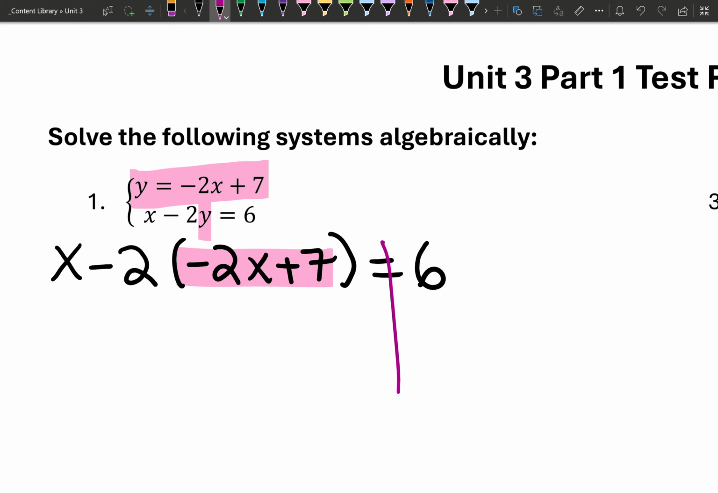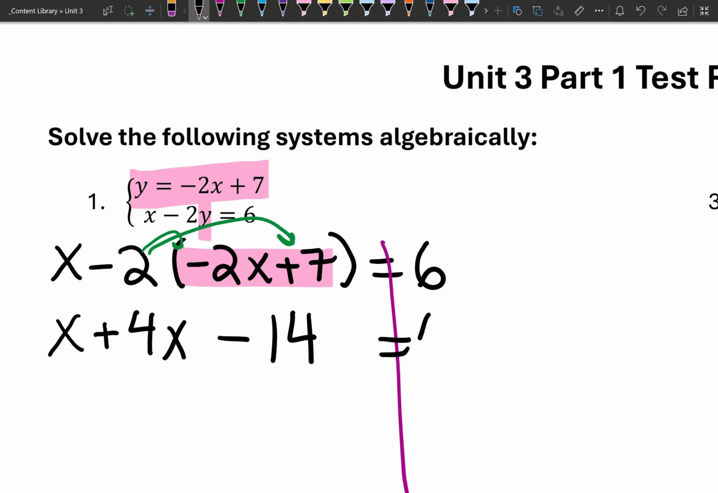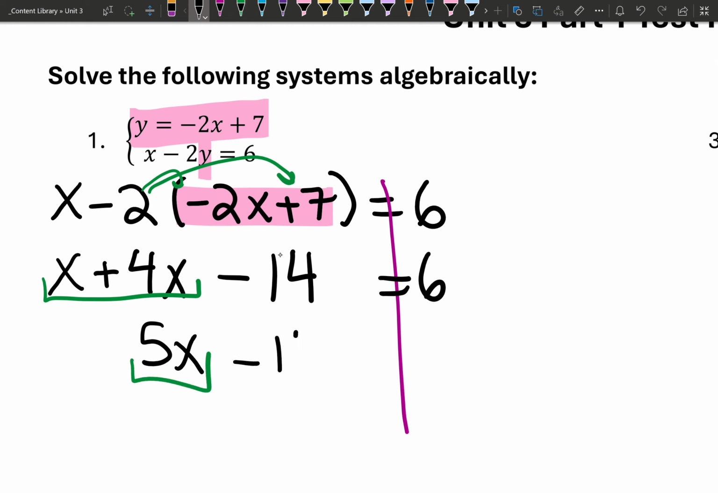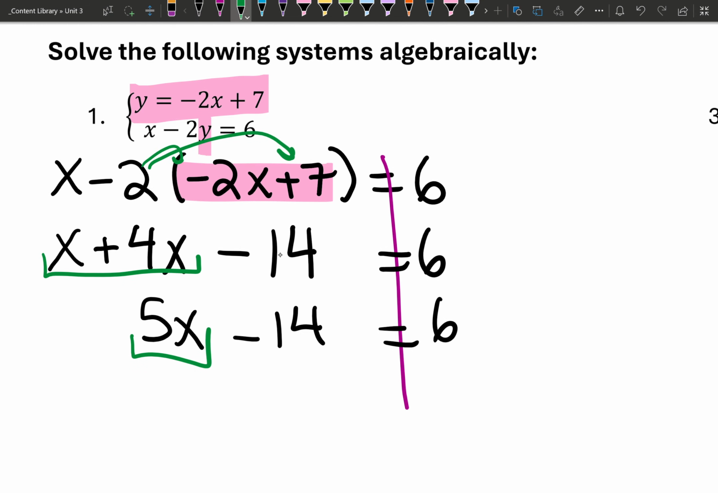Alright, let's solve for x. The first thing that we're going to do is distribute that negative 2. So now we have x plus 4x minus 14 equals 6. On the left side, I have two like terms, x and 4x, which becomes 5x. And the rest of it still stays, minus 14 equals 6. Next, let's add 14 to both sides. They cancel on the left.